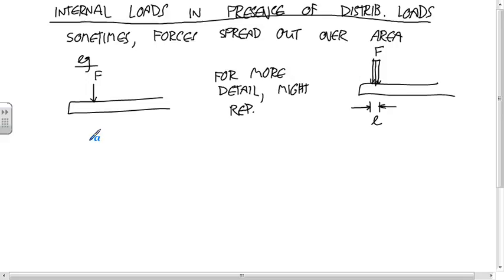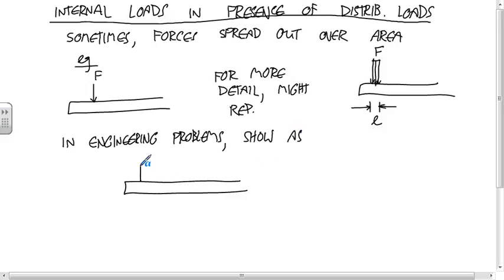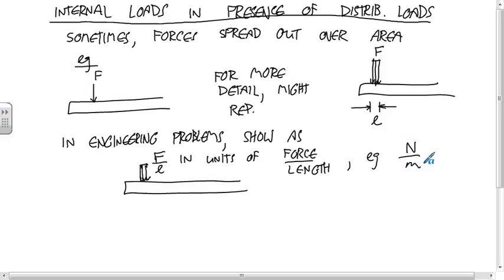And in engineering problems, the way you show that is with this distributed load like this, and the height or the magnitude of that distributed load is given as the total force divided by the length, in units of force over length. For example, we're going to always be doing it in newtons per meter.